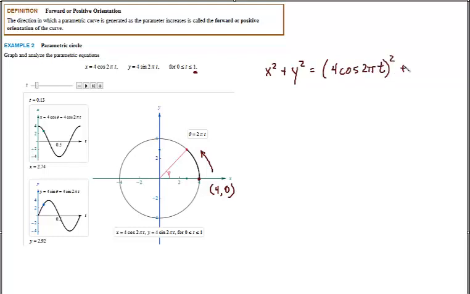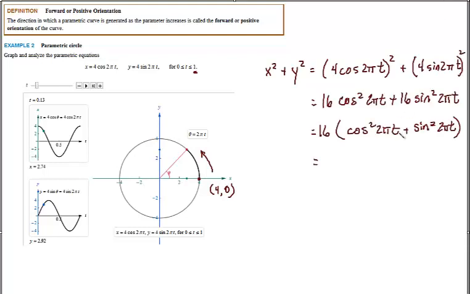Quantity squared, and then we'll square our y and just see what we happen to end up with. Sine 2 pi t. We'll do our algebra of this. And working this with just a little bit of algebra, I see that this thing right here equals 1. So I have x squared plus y squared, this thing in terms of just x and y, equals 16, which happens to be the equation of a circle of radius 4, and that's exactly what I have.